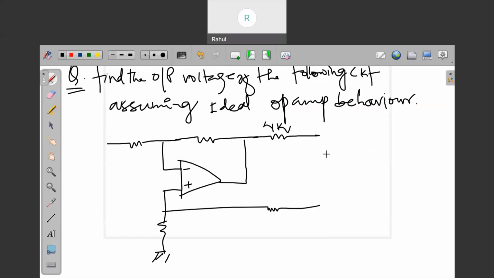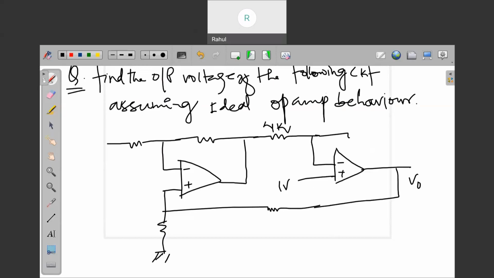This is 4K. There is an op-amp again from minus to plus, and there is a 1 volt connected, and this guy is directly connected to output V naught. Very beautifully designed circuit. And right here this guy is again 1 volt, and this is 1K. There is a 2K ohm, there is a 1K, and there is a 7K, and this guy is basically 8K.